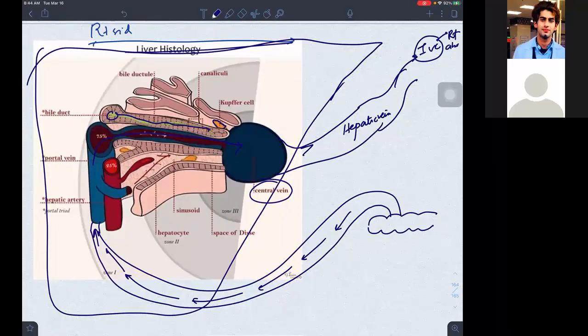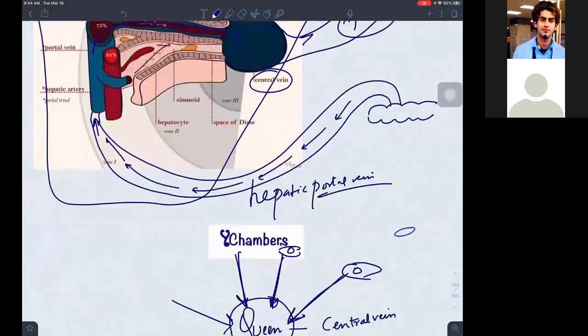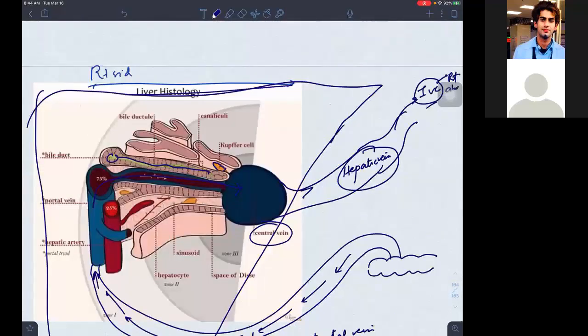Because every organ has a vein, the final vein will be the hepatic vein. This is the hepatic portal vein, please remember. This is the hepatic vein. So through the hepatic vein you are reaching the inferior vena cava and the right atrium of the heart, and actually you are doing the best systemic venous return, isn't it?